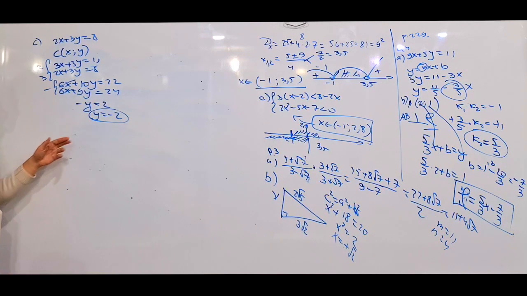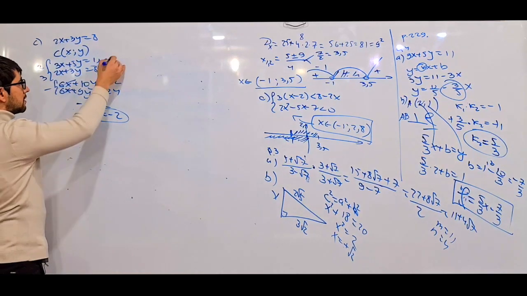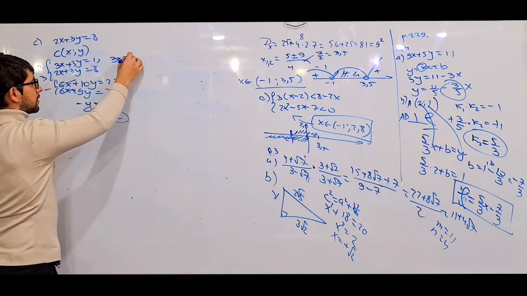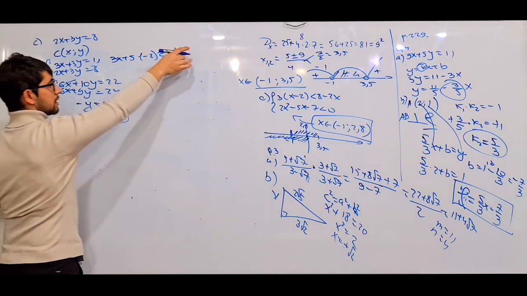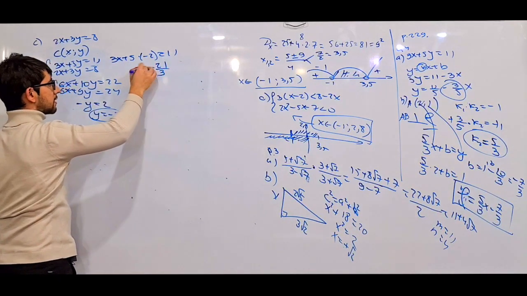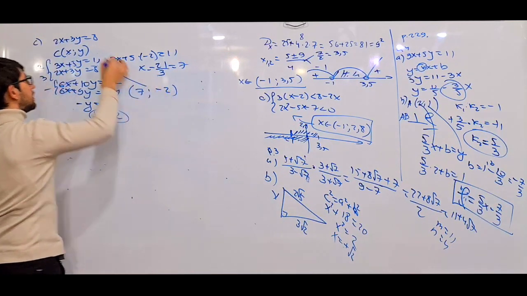What is x value? How to find x value? You can replace y in any of them, right? Okay, in the first one, it doesn't matter. 3x plus 5 times minus 2 equals 11. 10 plus 11, 21 over 3 is x, which is 7. So 7 and minus 2 is C point.